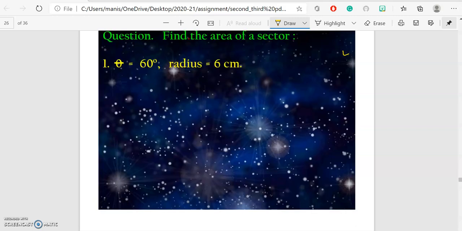In this question, we again have to find the area of the sector. So our step number 1 is what? Area of a sector is equal to what?